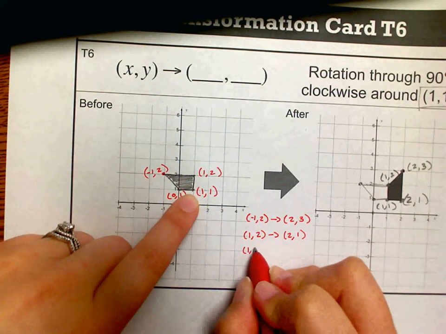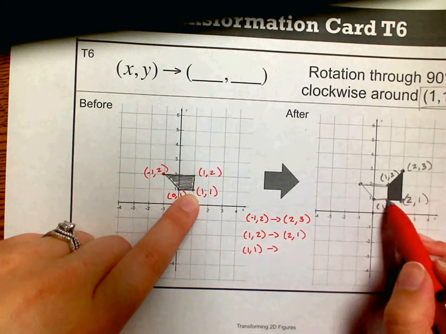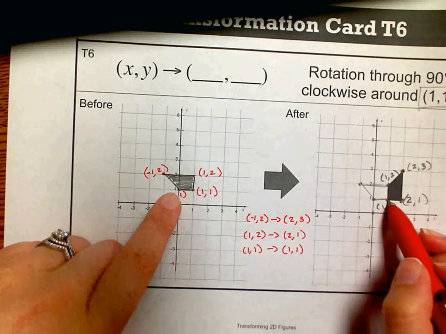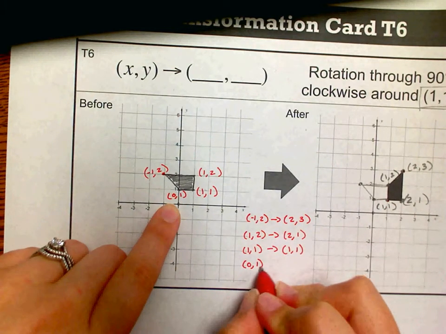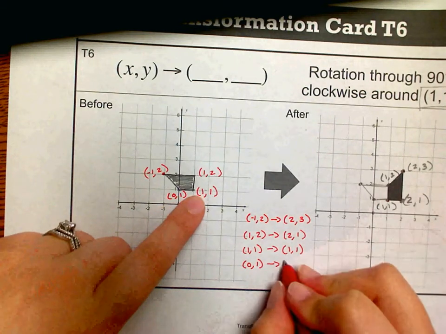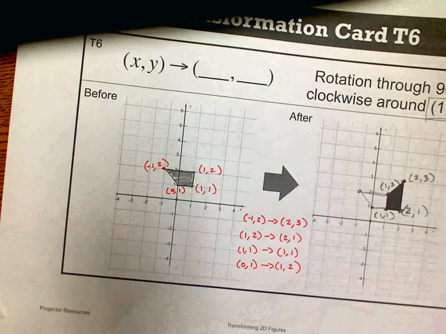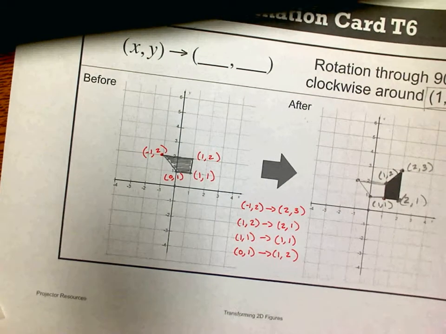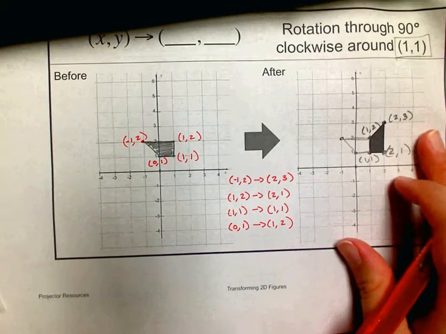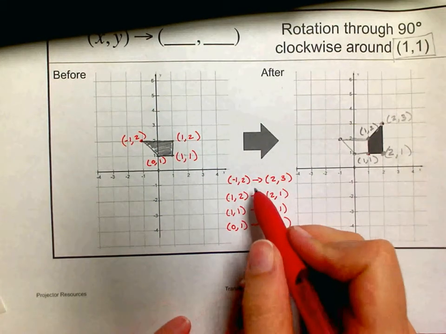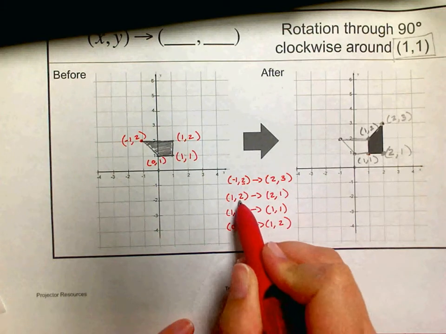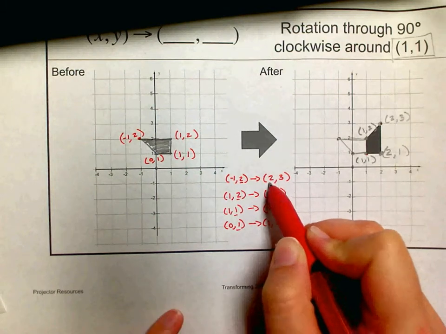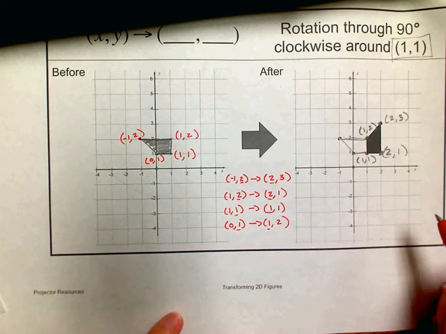This point here used to be (1, 1). I see that point is there. It's still (1, 1). And then my last one is (0, 1), and it became (1, 2). So what I want to try to do is see if I can find a pattern between any of these numbers. One of the things I noticed almost immediately is that over here I have my y value: 2, 2, 1, 1. Over here that y value became the x value: 2, 2, 1, 1. And that seems to happen every time.